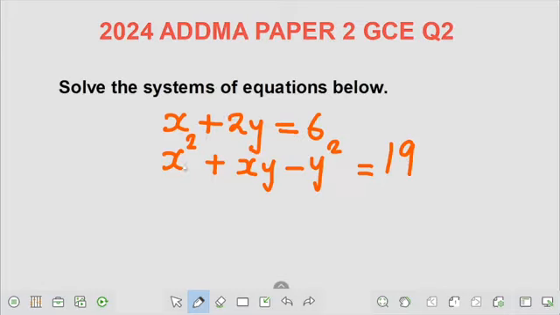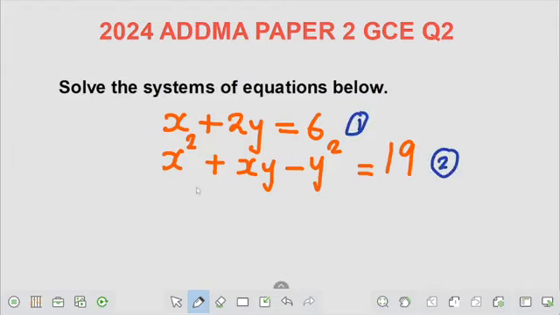Here we are presented with a system of equations. Equation 1, we have x plus 2y is equal to 6. Equation 2, we have x squared plus xy minus y squared is equal to 19. So this is equation 1 and this is equation 2.